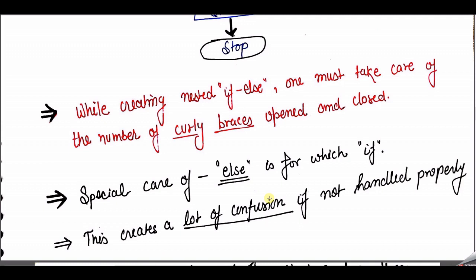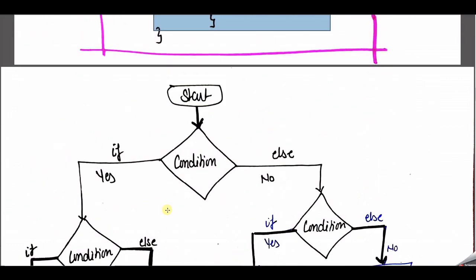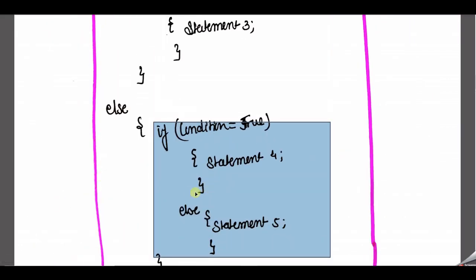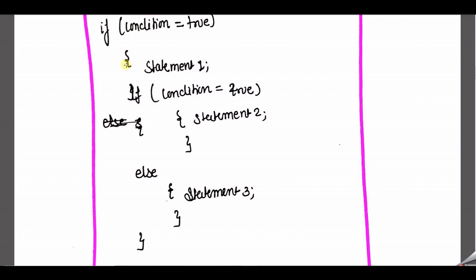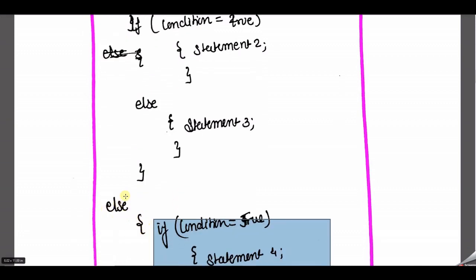While creating a nested if-else, one must take care of the number of curly braces. This is the most important point. Like if you miss a brace, if you open it and you miss closing it, what happens here exactly? The else part comes under the if portion only. That is, if this is this and then else this, and then again maybe another else.